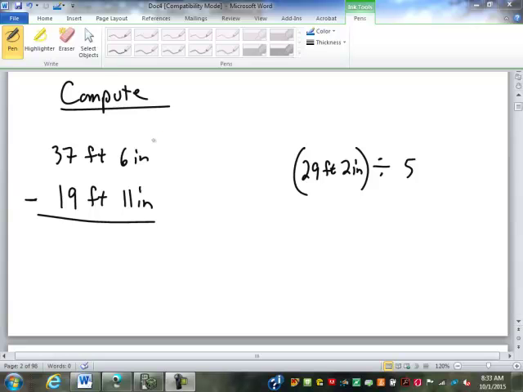Okay, so let's go over these. The first one over here, the subtraction. Of course, we start on the right, work our way back to the left. 6 minus 11 gives us some difficulty, so we're going to have to borrow.